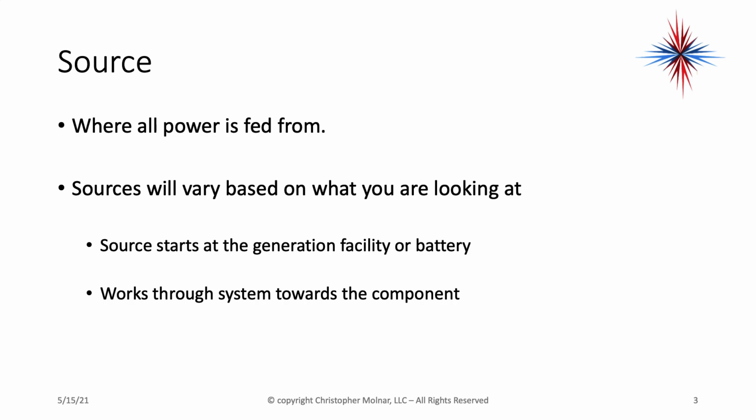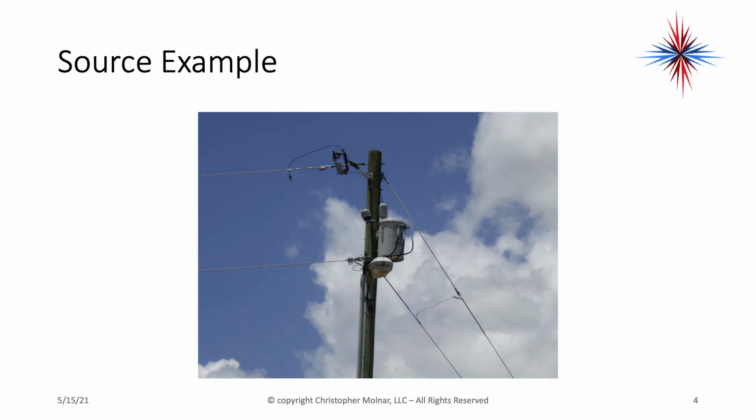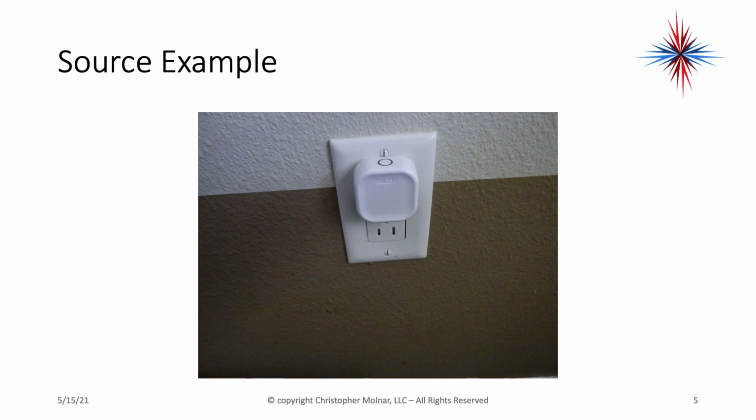Source is where all the power is fed from. Sources will vary based on what you're looking at. The source starts at the generation facility or perhaps a battery, and it works its way through the system towards the component. This is an example of a source for a house or a building. It's the transformer on the power pole. So again, generation, distribution, local source. Another source example could be the plug on the wall for smaller loads.